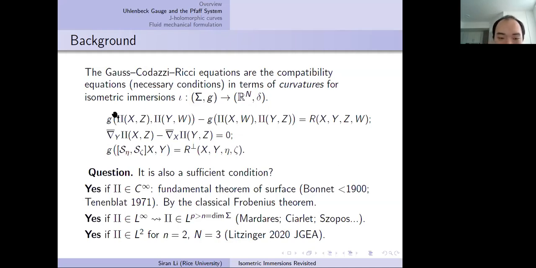If we look at the Gauss and Ricci equations, because we want to multiply two second fundamental forms, this is the optimal, or II in L2. So this is the weakest possible assumption such that these Gauss-Codazzi-Ricci equations make sense distributionally.